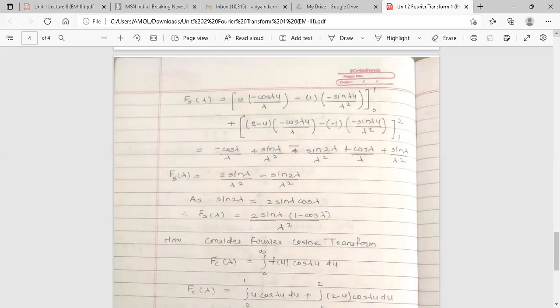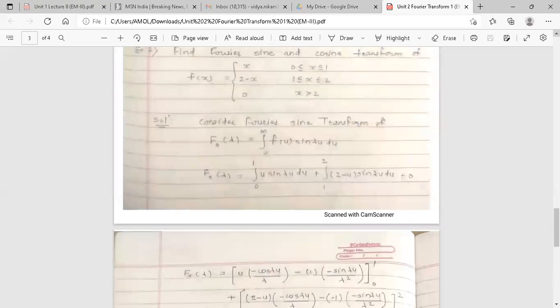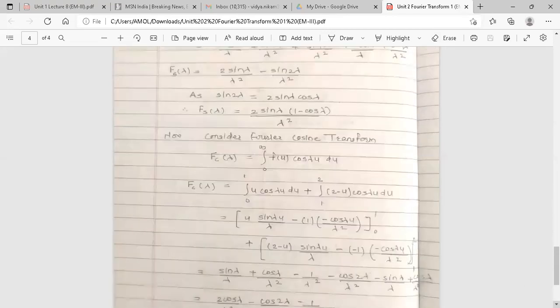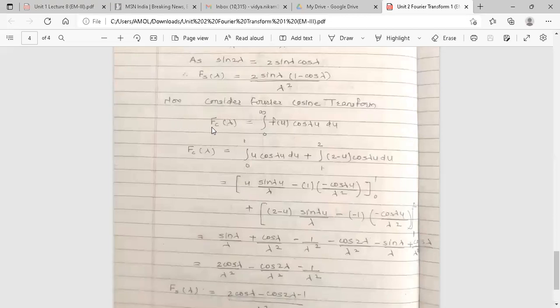Now in this example we have to find both the transforms, the sine transform as well as the cosine transform. This is the Fourier sine transform, and now you can find the Fourier cosine transform. You know the formula: Fc lambda is equal to integration from 0 to infinity of f of u cos lambda u du. Now here f of u is defined in 3 intervals: 0 to 1, 1 to 2, and then 2 to infinity. From 0 to 1, the function f of u is u. Actually, the given function is defined with variable x, but you just replace that x by u, then you will get f of u.